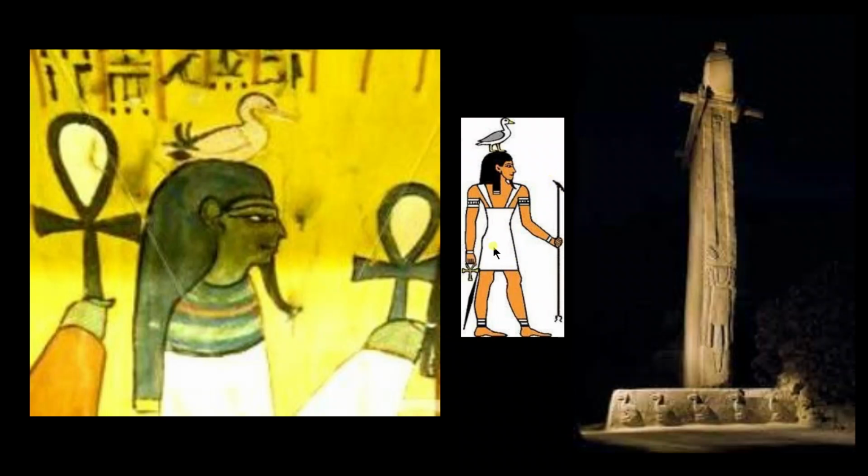Here we can see Geb with his Waz scepter, his Ankh. He has the tail, which I believe represents the tail of Hanuman, the first men, the human men, the Bene Elohim, the sons of the Elohim. And he has this duck on his forehead, on his head, sorry.